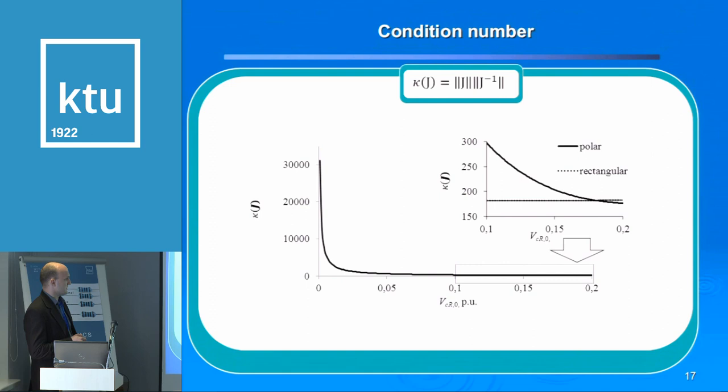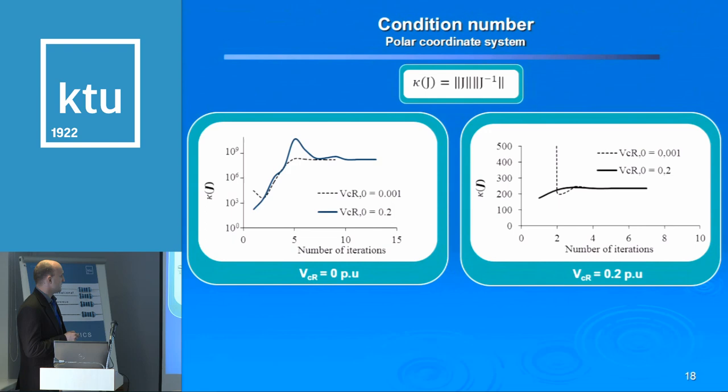For the rectangular coordinate system, practically the VCR doesn't influence the conditioning. So here we have a result of the investigation when we set different starting points. Here the solution was when VCR was zero, and depending on the starting point we obtained the following condition numbers in successive iterations.